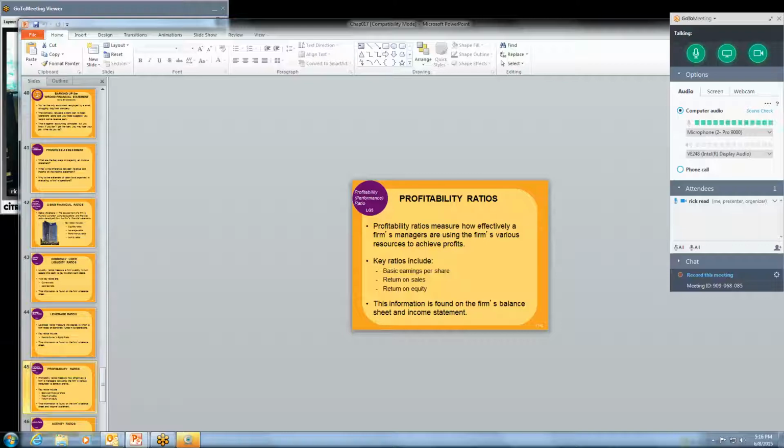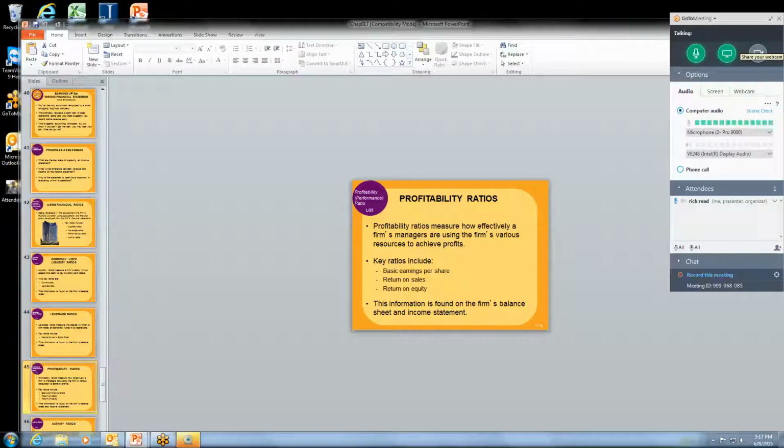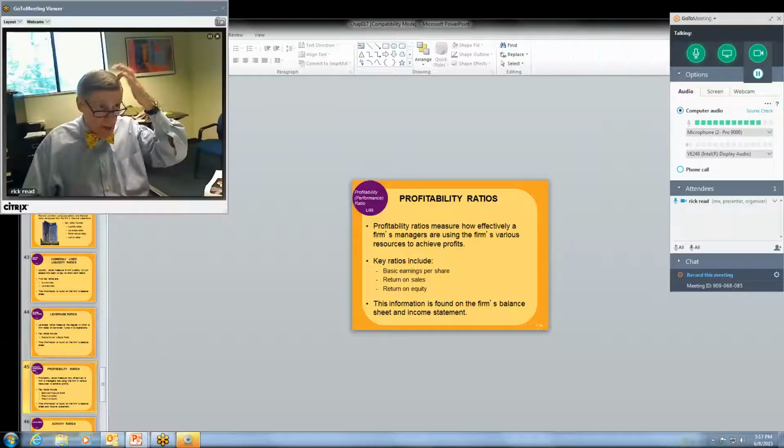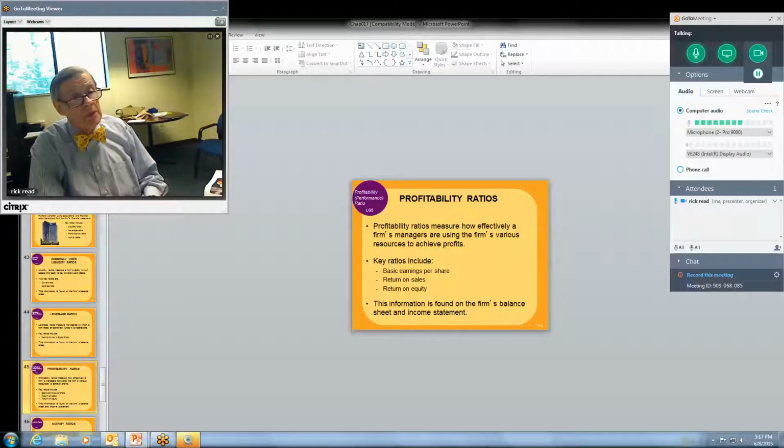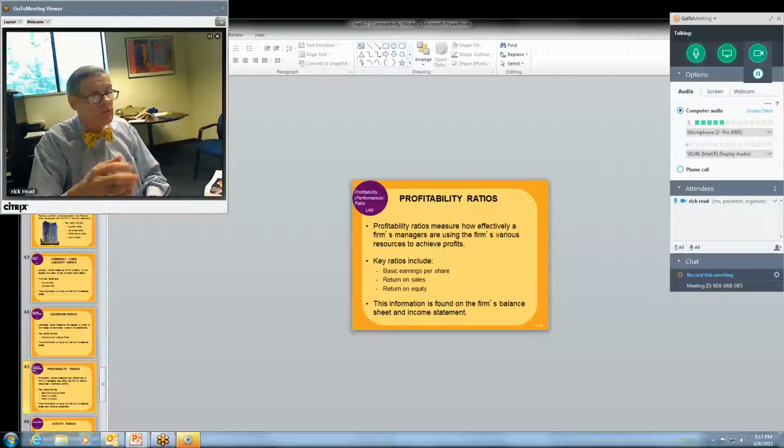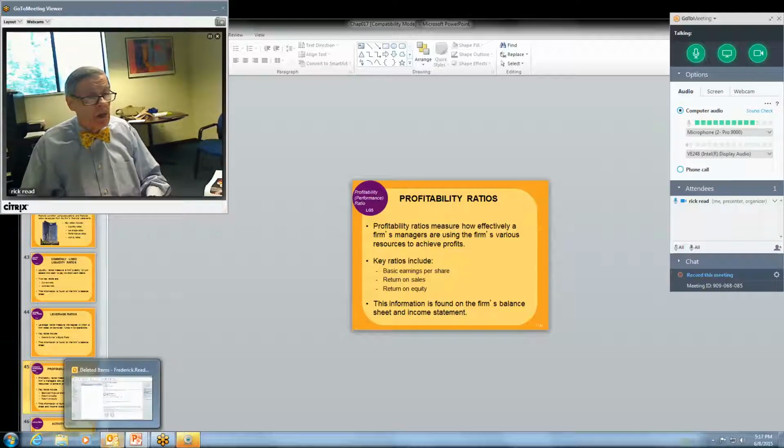The profitability ratio is exactly what it says. It talks about how well people are managing various resources and whether or not they're achieving profits. And the three ratios you see here are basic earnings per share, normally found for publicly traded companies, return on sales, and then return on equity. Again, you'll find this on the balance sheet and the income statement.